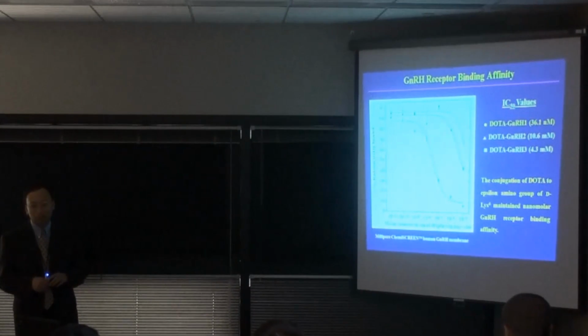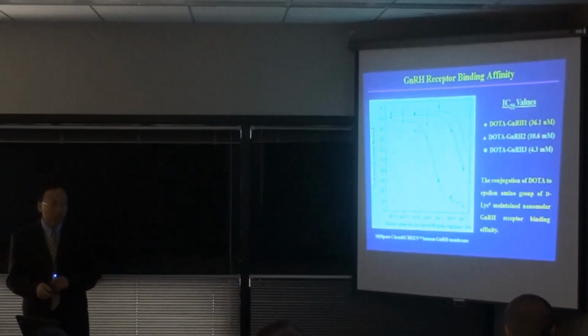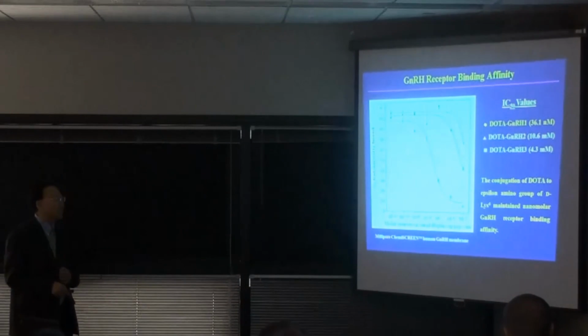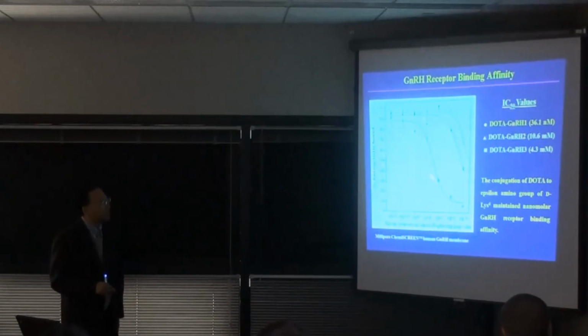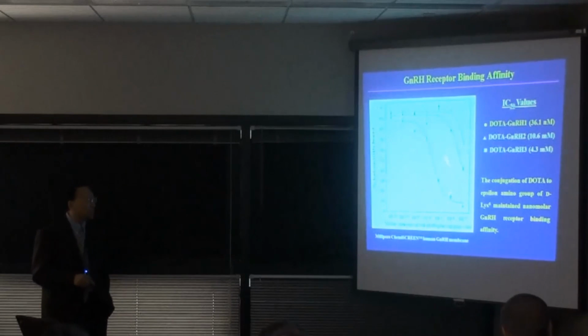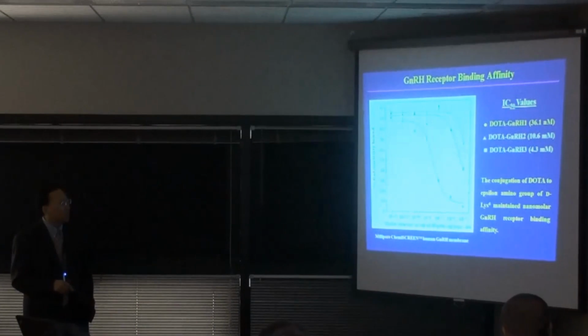Then the next question you want to answer is whether the conjugation of the DOTA metal chelator really affects the binding affinity of this molecule or not. So we did a competitive assay study here. And you can see three peptides display different receptor binding affinity.